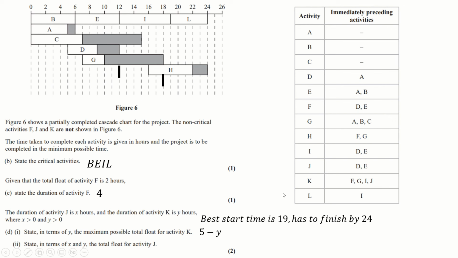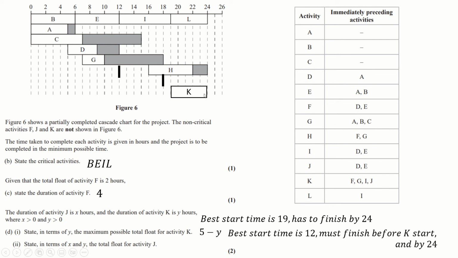Now J needs D and E. So I've just drawn K in here. That's the box; I was drawing it with my mouse there and I forgot that I just put it on there. Anyway, J's best start time is 12 apparently because it only needs D and E. So its best start time is at 12. It's obviously got to be done by the 24, except K has got to be done after it, right?